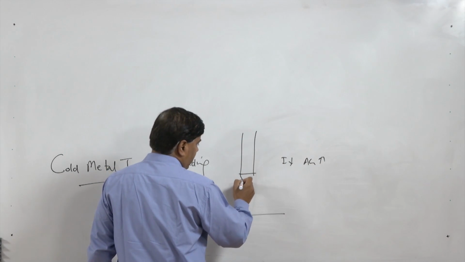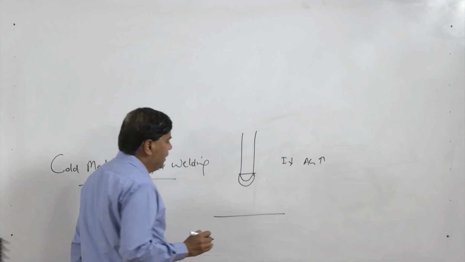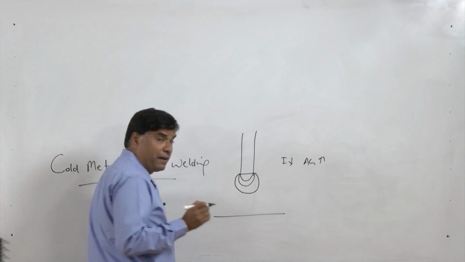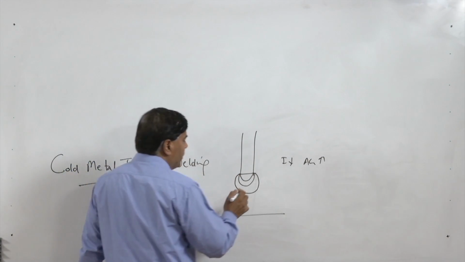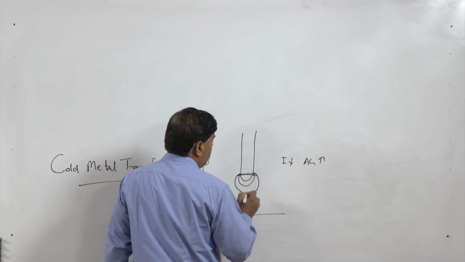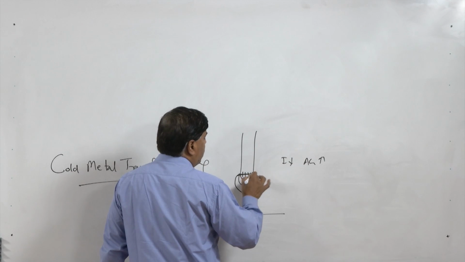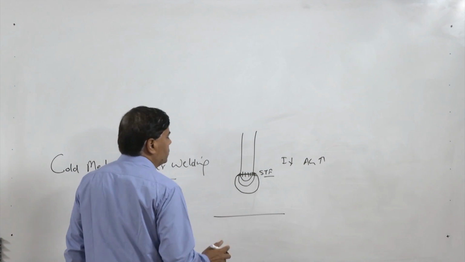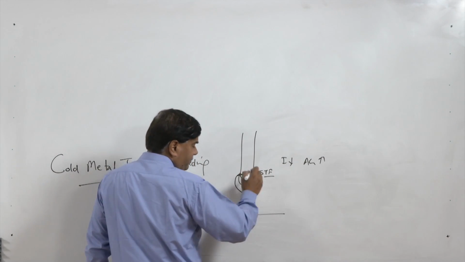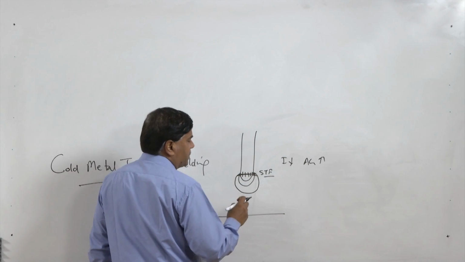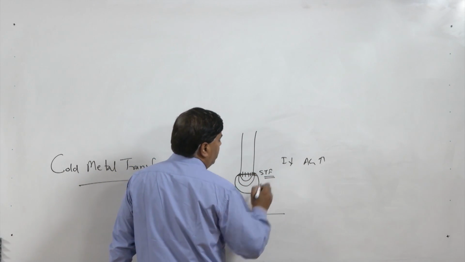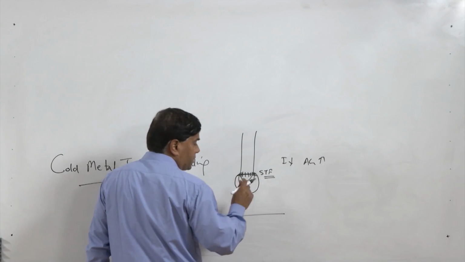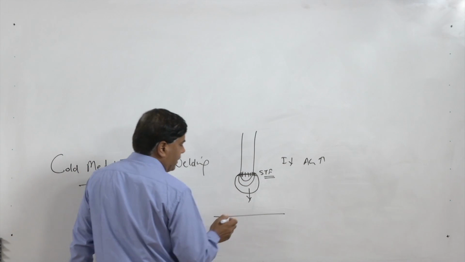So, in this case the drop will be growing gradually and it may grow as large as 1.5 to 2 times the electrode diameter. Once it attains a large enough size, the surface tension force holding the drop at the tip gets reduced to such an extent that its magnitude becomes less than the gravitational force due to the weight of the drop, then the drop gets detached.